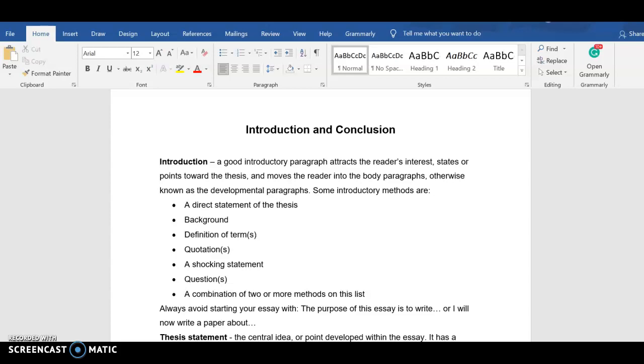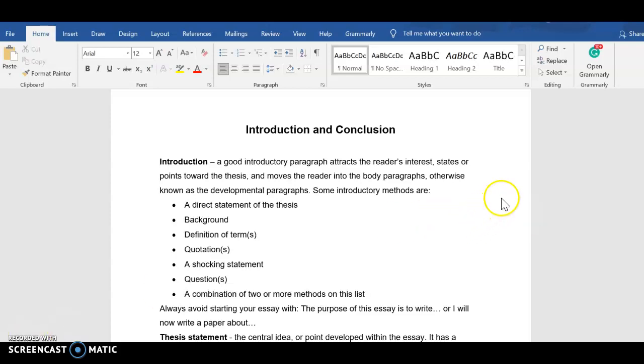Quotations, those can help sometimes. A shocking statement, so kind of leading the reader in. Remember, we're trying to attract their interest, so some kind of shocking statement might bring them in. And we could even maybe leave with a question, posing a question to our readers. A combination of two or more of the methods on the list always works well too.